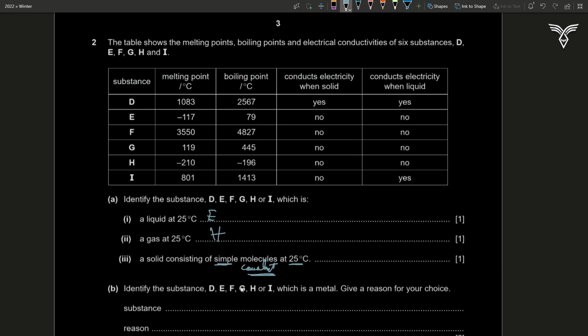طيب simple covalent أو most covalent substances إيه البروبرتيز بتاعتهم؟ do they conduct electricity؟ لا they don't. طب do they conduct electricity when solid؟ no they don't. do they conduct electricity when liquid؟ برضه لا they don't conduct electricity at all.